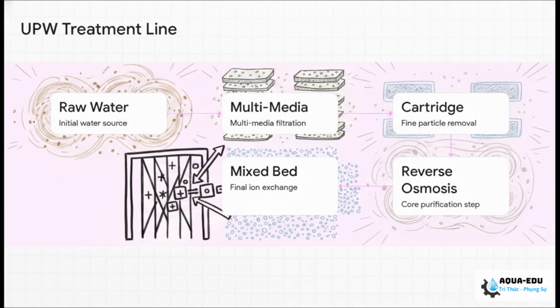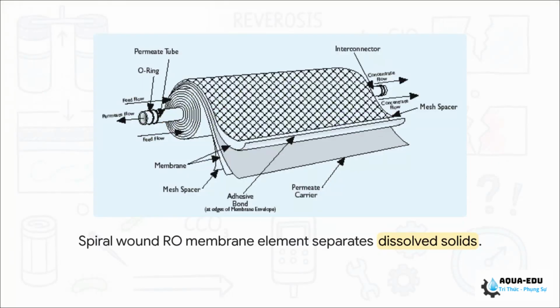Notice how the RO sits right before the mixed bed ion exchange. It's acting as a strict gatekeeper, and its sole job is to stop the vast majority of incoming ions dead in their tracks. Inside that vessel, the spiral wound membrane is a masterpiece of engineering. Its primary job? Salt rejection. It physically blocks those ionic impurities from passing while allowing pure water molecules to squeeze through that ultra-thin polyamide layer.